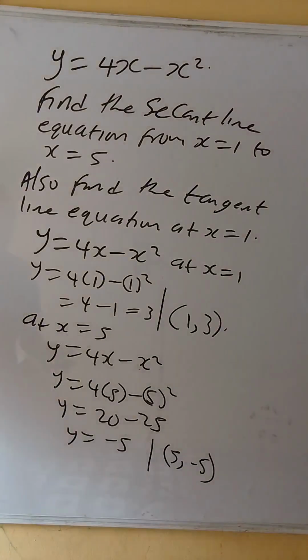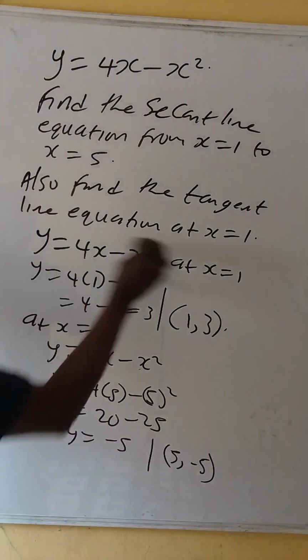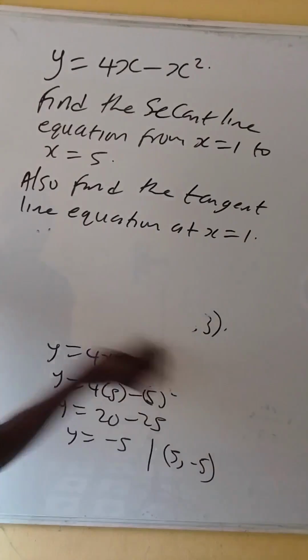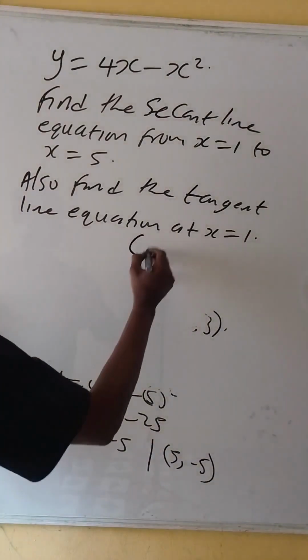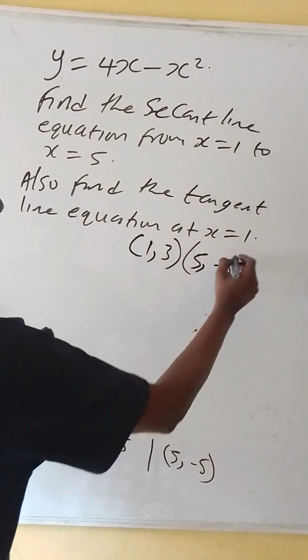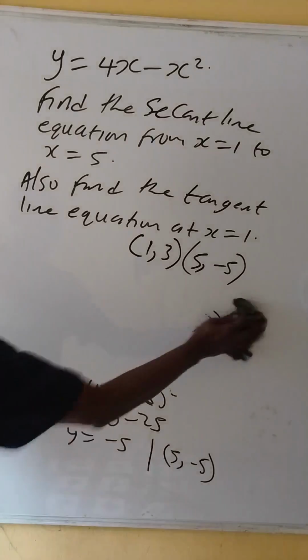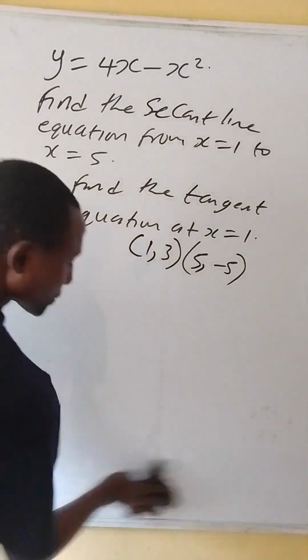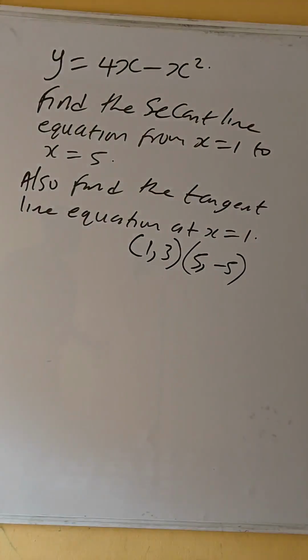I want you to note those two coordinates. Note that we have x equals 1 when y equals 3, and x equals 5 when y equals minus 5. Note it. So, you will now go and plot a sketch of that curve.